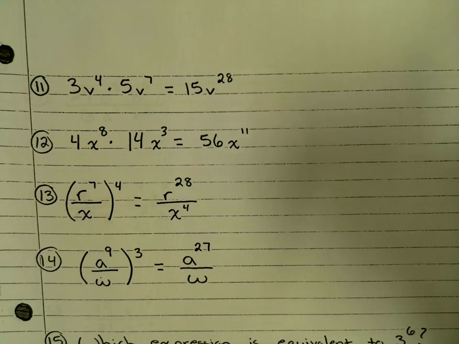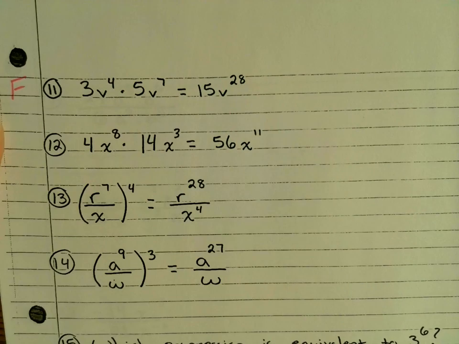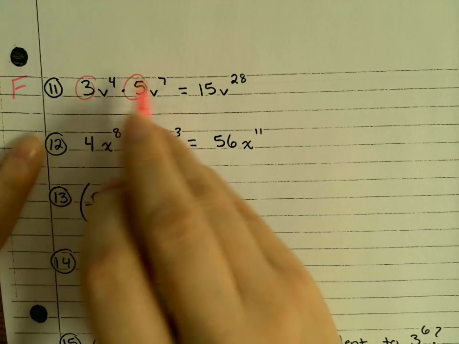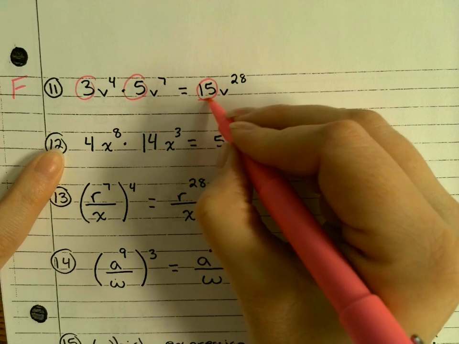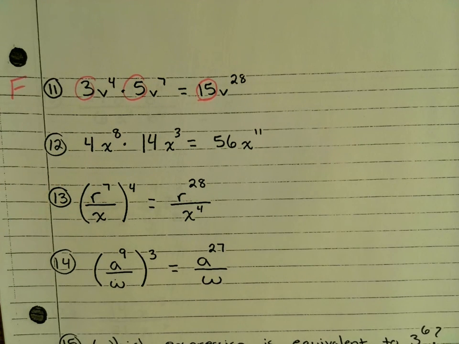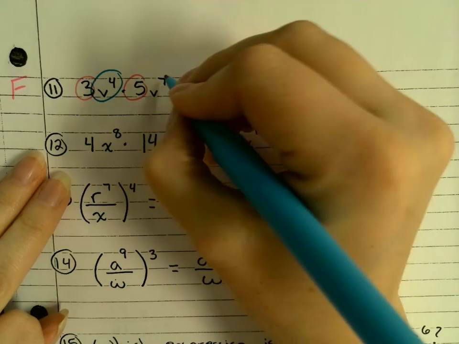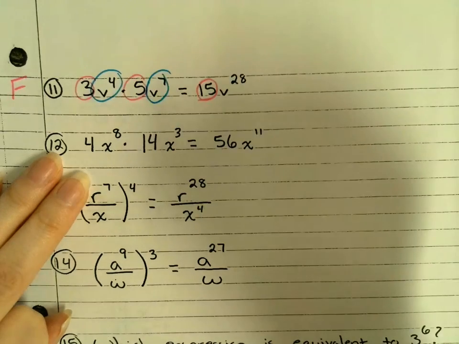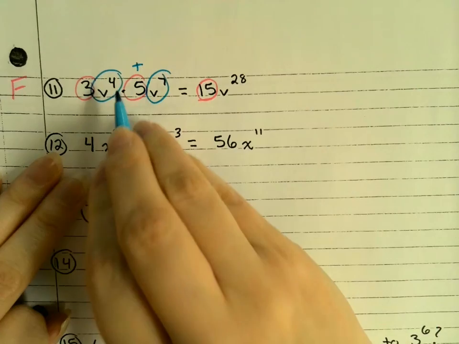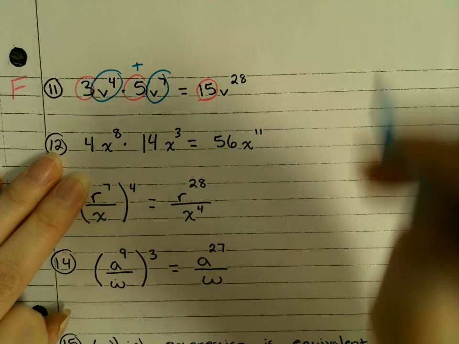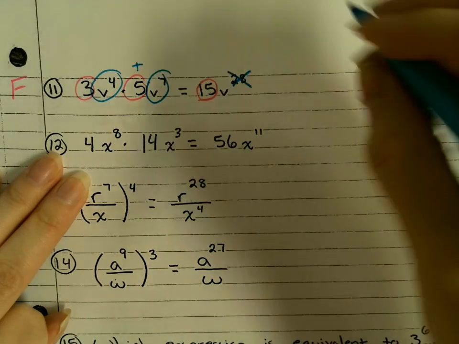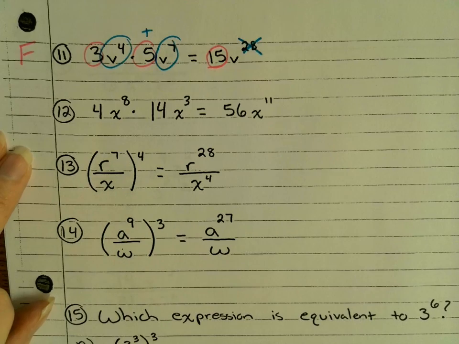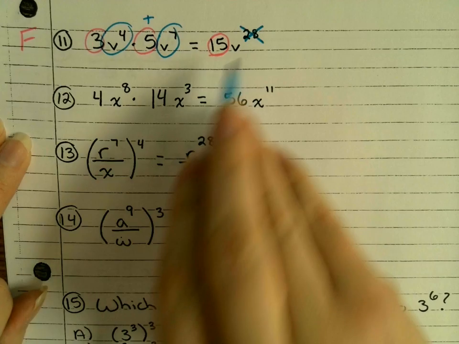So for problem number 11, this is a false statement. Yes, you are supposed to multiply 3 times 5. 3 times 5 will give you 15. However, with the exponents, the v to the 4th and v to the 7th, you should have added the exponents. You should have added 4 and 7, but they multiplied, so this is where it's wrong. It should have been v to the 11th power. So this is a false statement.